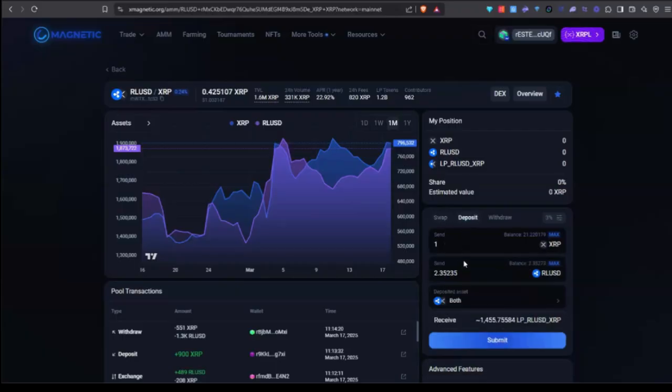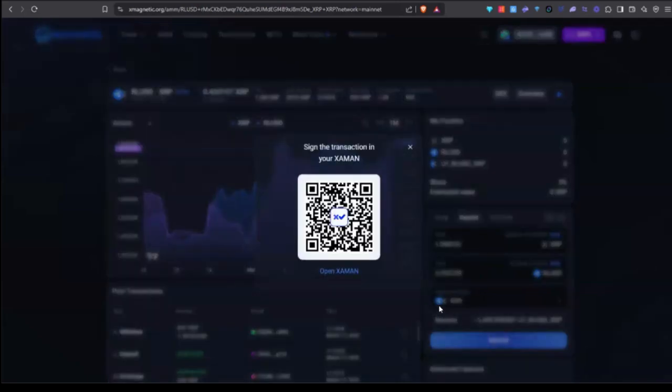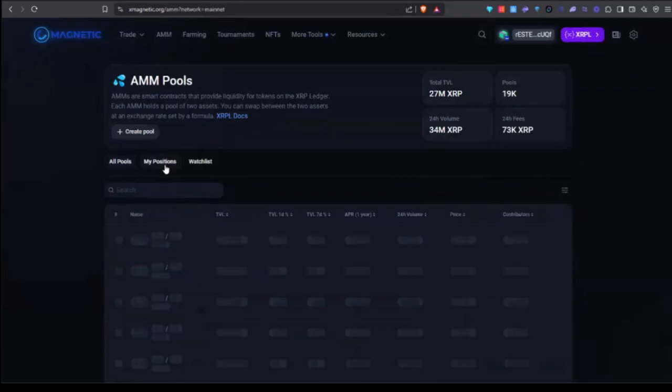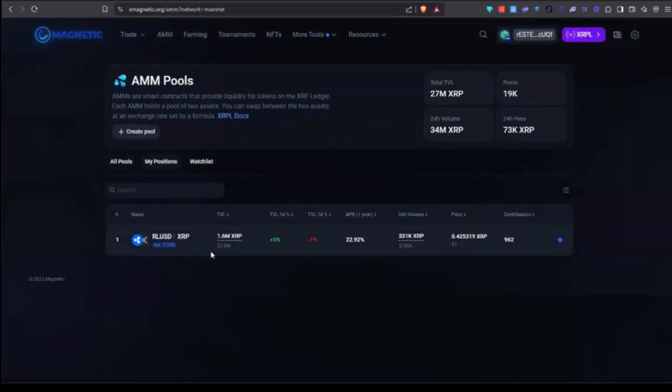And once you do it here, you're committed. So I recommend that you enter in a dual here with both. So in this case, I'm going to press max, 2.35 RLUSD, and then that means 1 XRP. I submit. I scan from my wallet. So then if I go back and press my positions, you can see that I'm here.